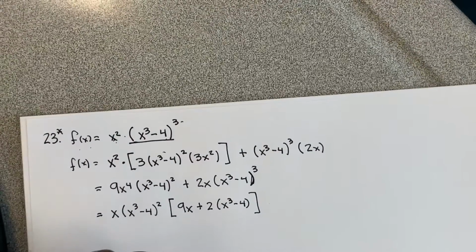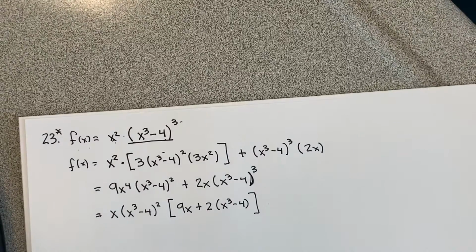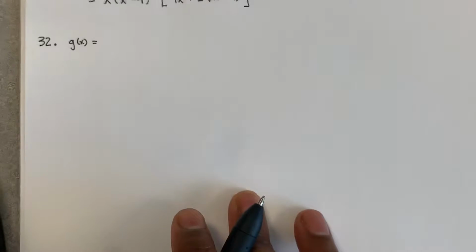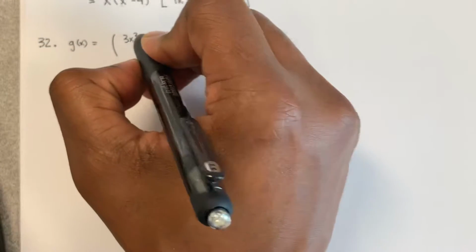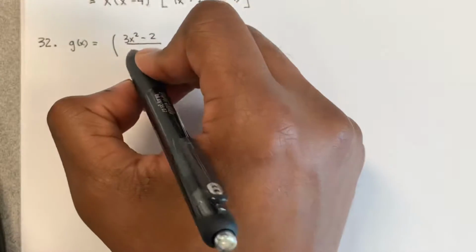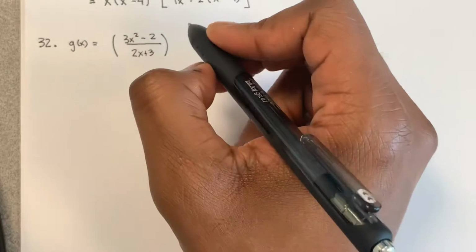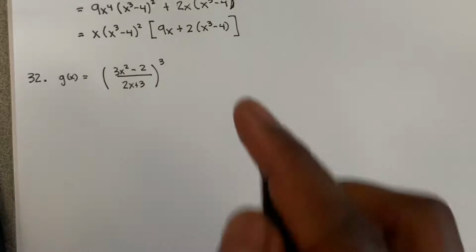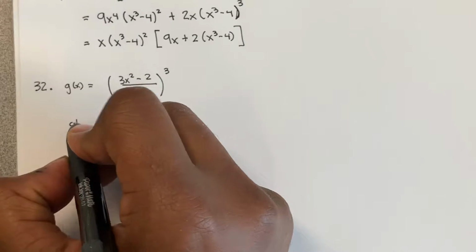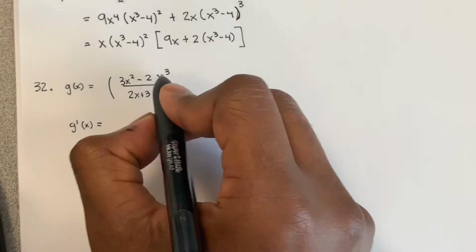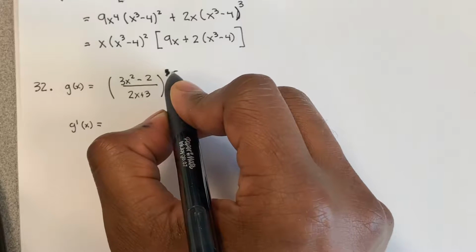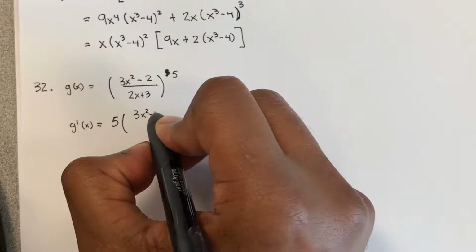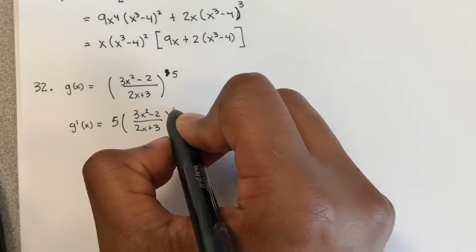Example 6, we have a case where we're going to have to do the quotient rule. So g of x equals 3x squared minus 2 over 2x plus 3, all of this raised to the third power. Fix that. So to do this, we have the derivative of something cubed. So g prime of x is equal to, again, the derivative of anything cubed. You know what? Let's make it a 5 instead. We'll just make it a 5 so it's different. The derivative of anything to the fifth power is going to be 5 times that something, so 5 times this something to the fourth power.